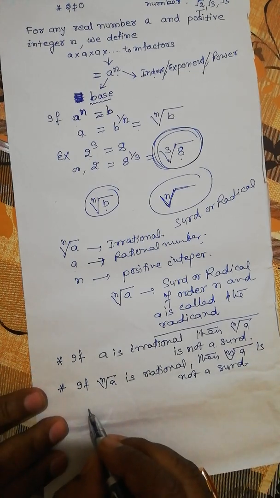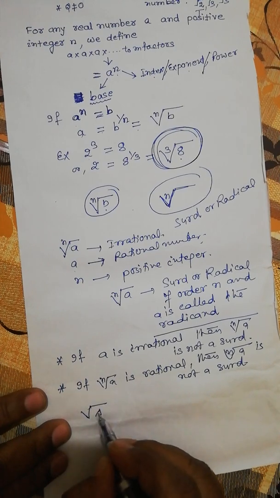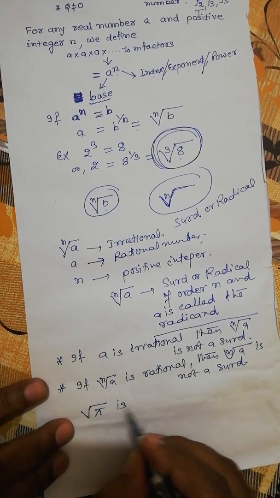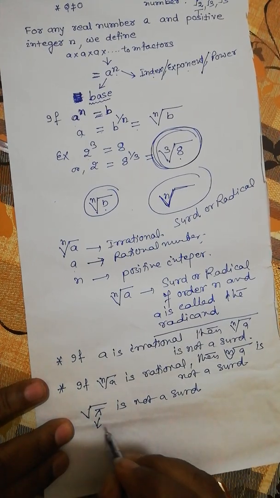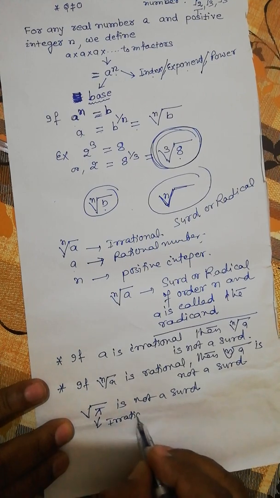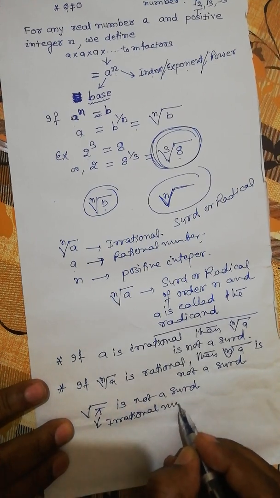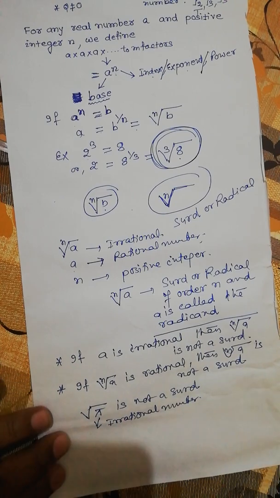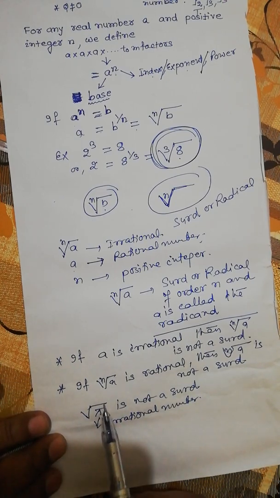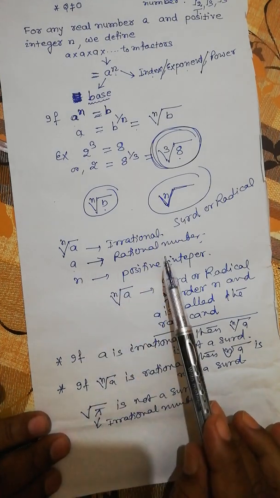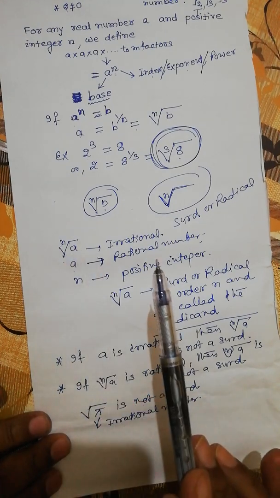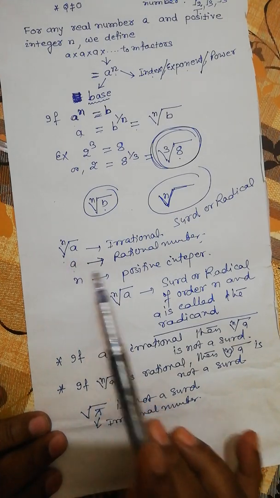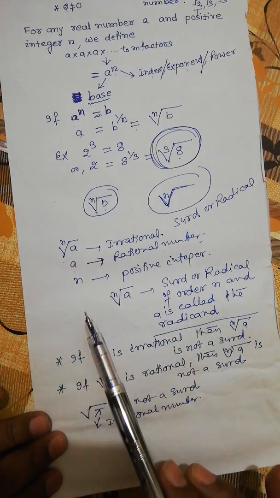So in this way, we can say the square root of pi is not a surd. Why? Because pi is an irrational number, but this number should be rational. So for being a surd, three points are very important. First point, a should be a rational number. If you consider the nth root of a, whether it is a surd or radical or not, first of all we have to see whether a is a rational number or irrational number. This is the first point.